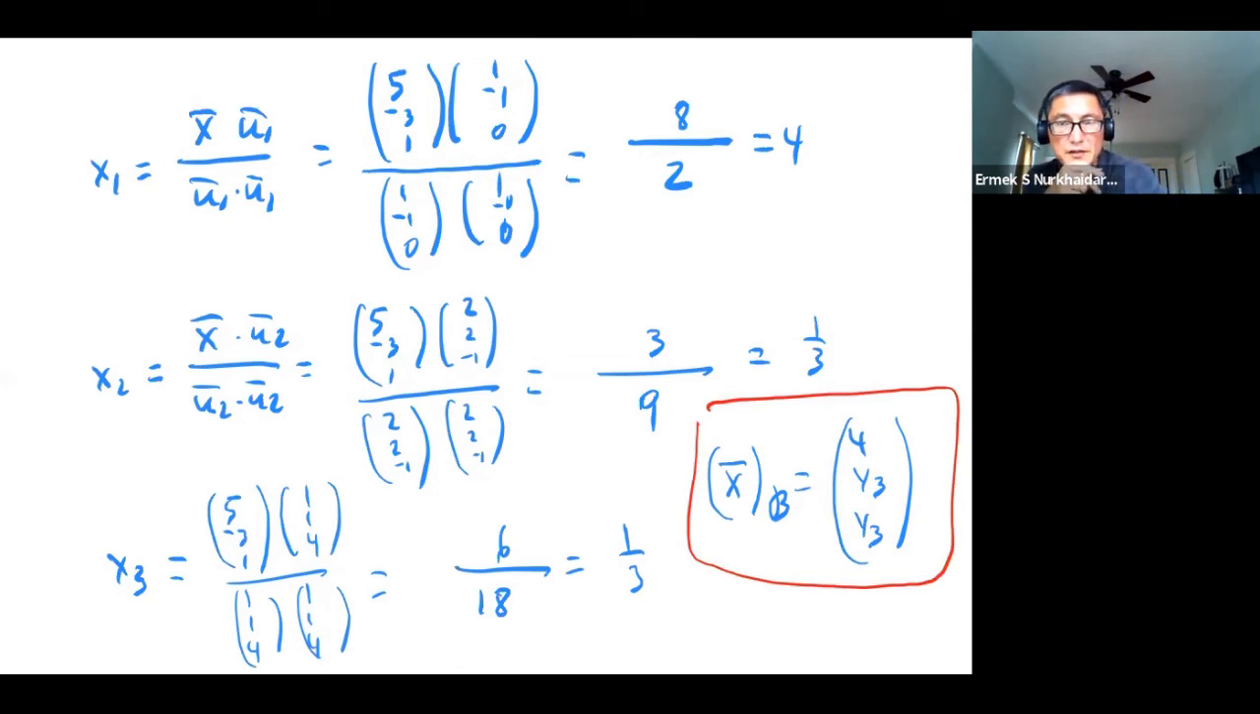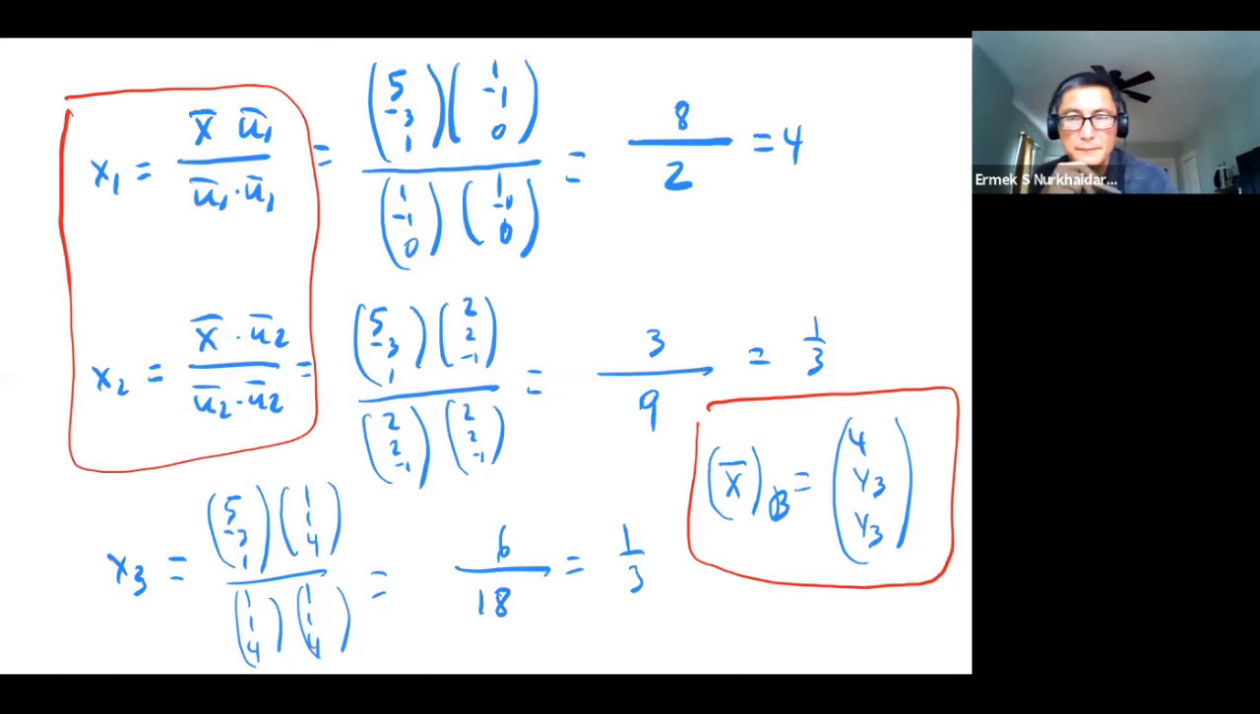Okay, so it's easy to find coordinates of vector x in orthogonal ways. We're not going to be solving the corresponding system of linear equations. All we're going to be doing is setting up and solving dot products.